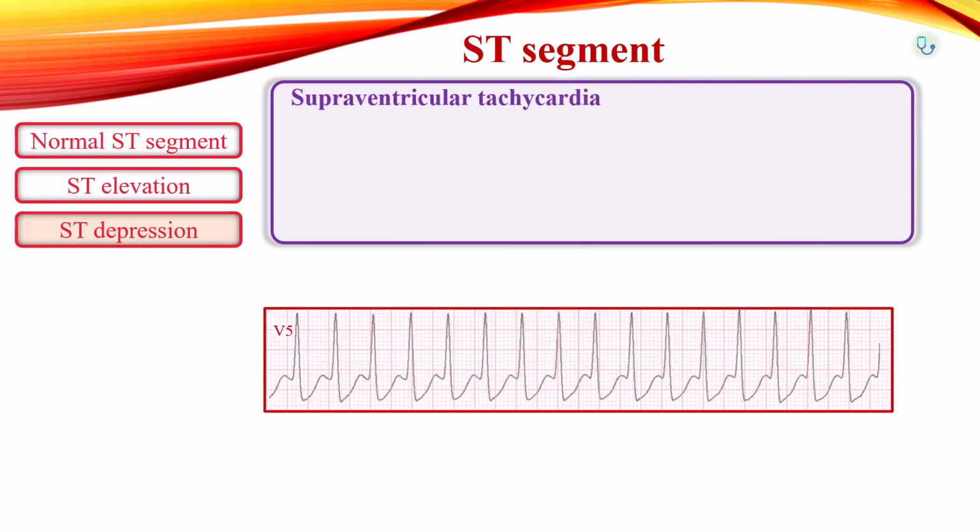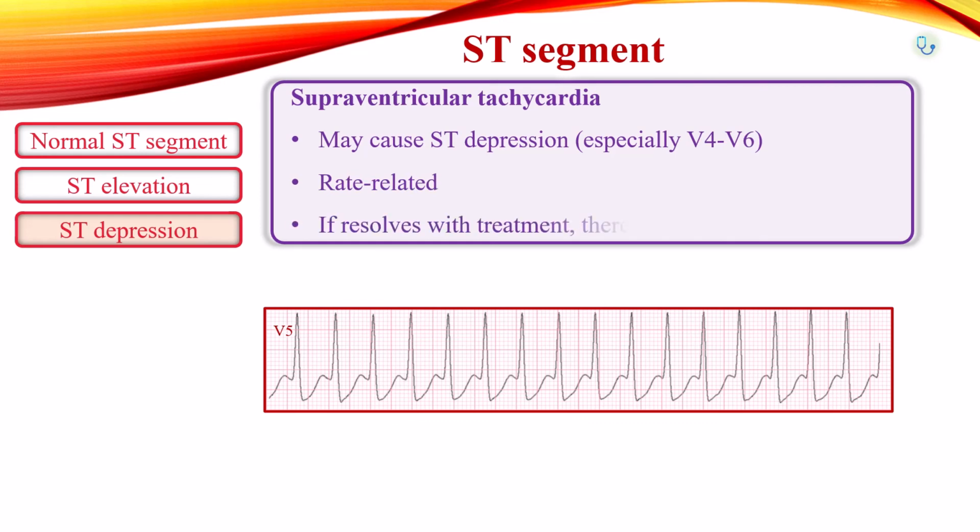Supraventricular tachycardia may also cause widespread horizontal ST segment depressions, most prominent in left precordial leads, V4 to V6. ST depression is rate-related, and if ST depression resolves with treatment, it does not necessarily indicate the presence of myocardial ischemia.